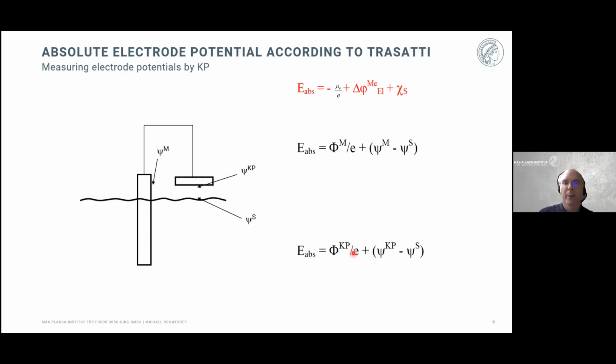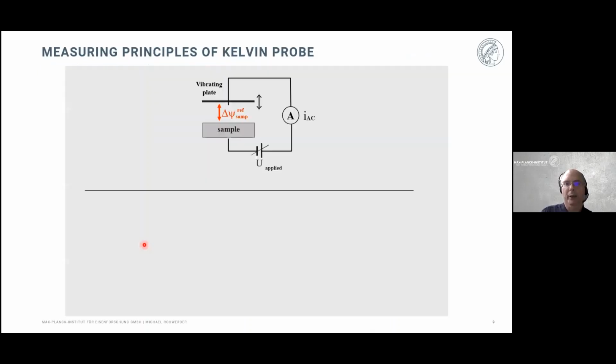So if we can measure with the help of this Kelvin probe the Volta potential difference here, and we have the calibration of the work function for the Kelvin probe, we know exactly the absolute electrode potential of this immersed electrode. So in a way, this Kelvin probe is a natural method for measuring absolute electrode potentials. How does it work? A Kelvin probe and sample form a plate condenser, right?